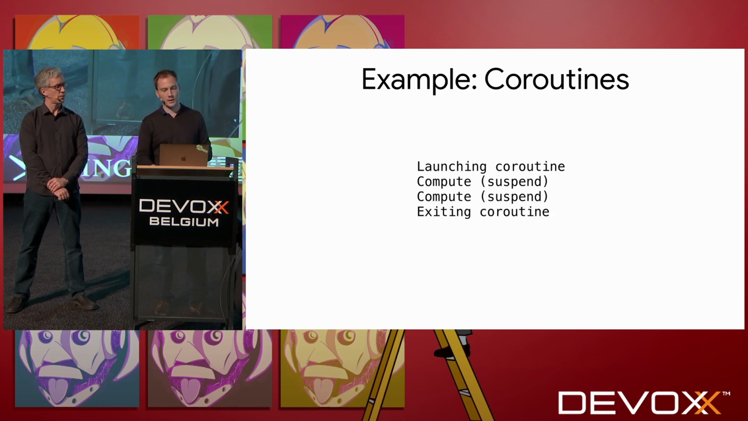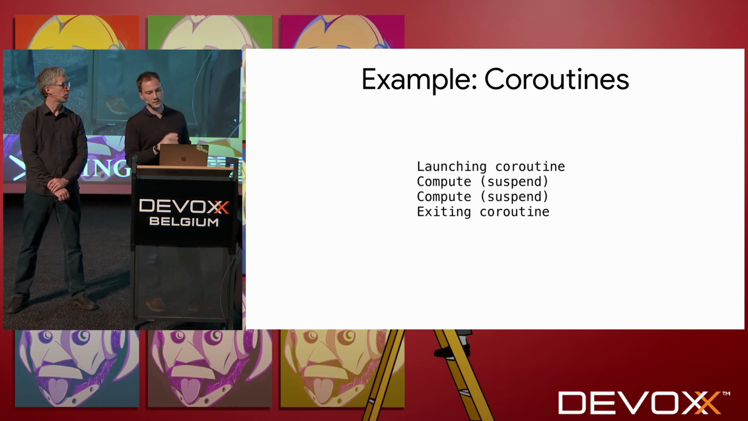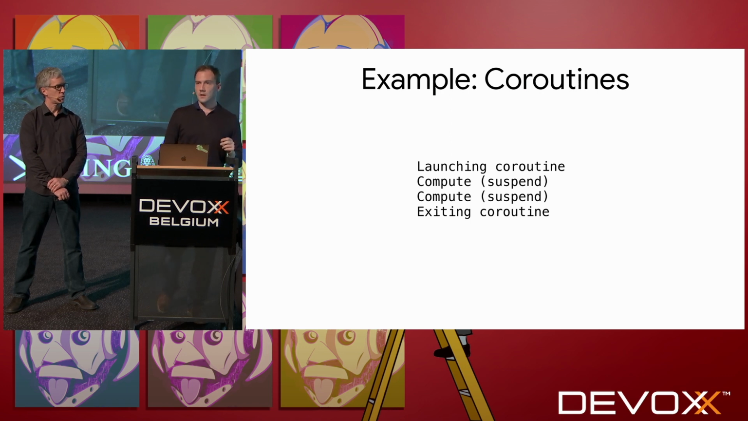So if we run this program, the output looks like this. We launch the coroutine, it computes, then it computes again, then it exits the coroutine. The way Kotlin implements coroutines is actually very interesting because, again, there's no magic, right? It's running on the same JVM that you're already using, or the same Android runtime on Android. Everything is done through generated code.